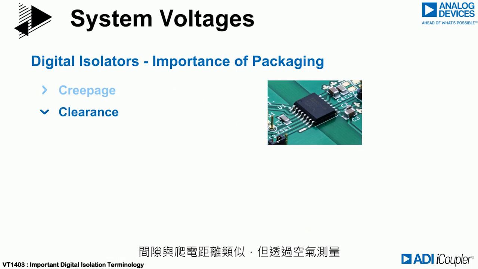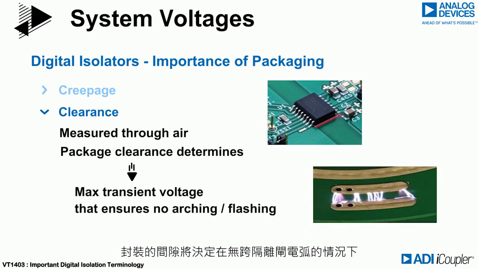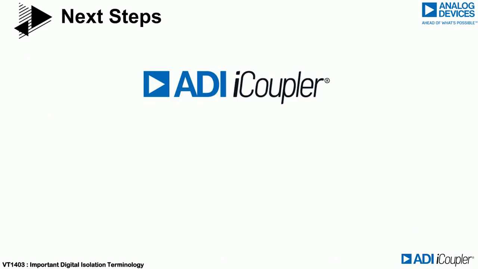Clearance is similar, but is measured through the air. The clearance of a package will determine the maximum transient voltage that may be applied without arcing across the barrier. Air pressure and gas composition have a major impact on this process.